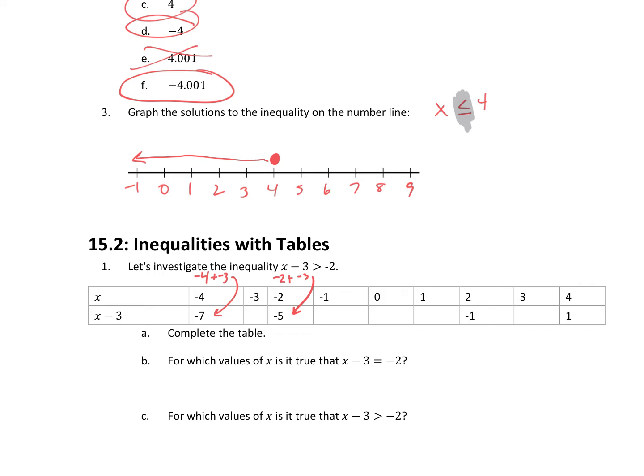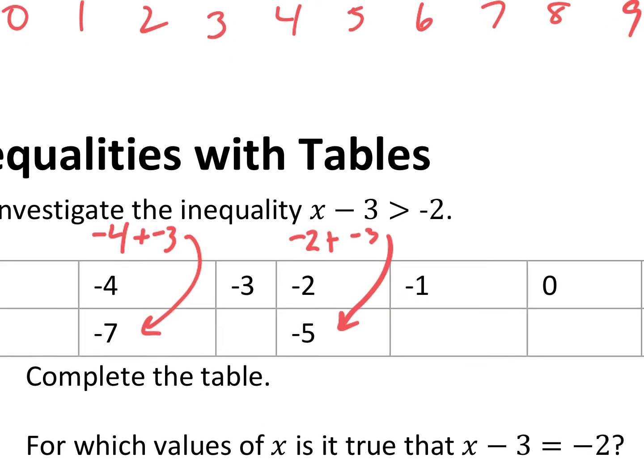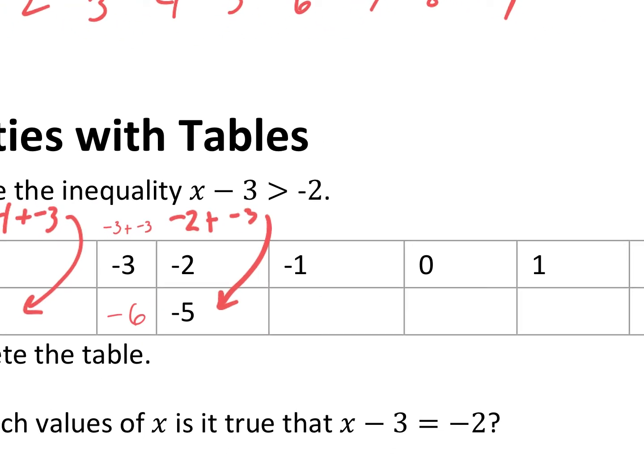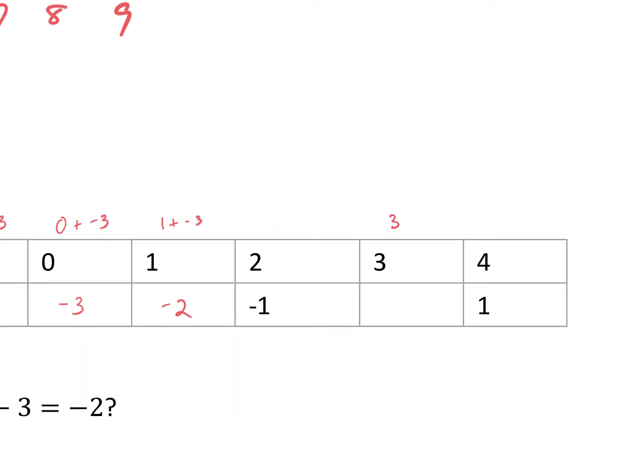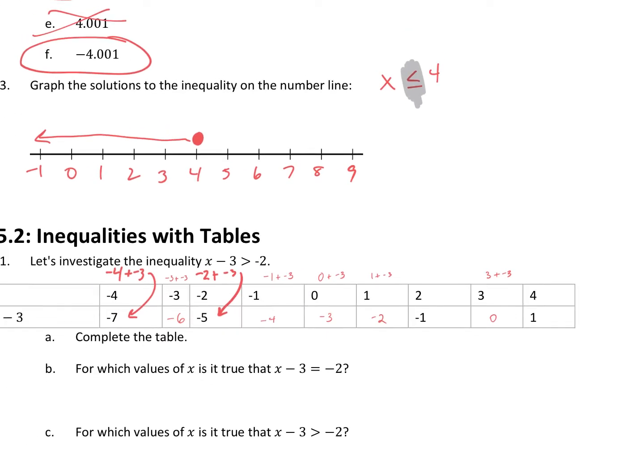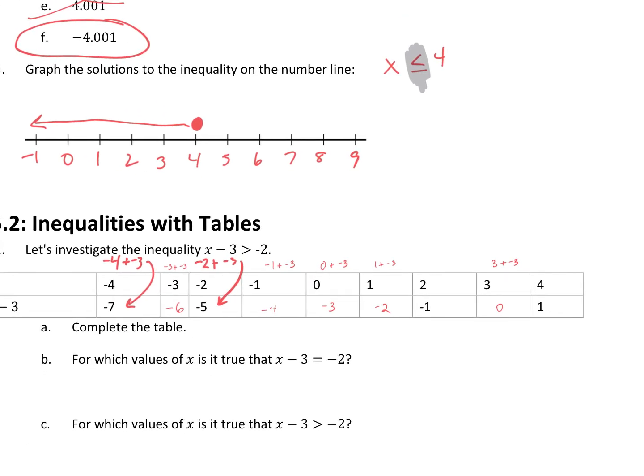All right, let's fill out the rest of the table together. Negative 3 plus negative 3 is negative 6. Negative 1 plus negative 3 is negative 4. Then we have 0 plus negative 3, which is negative 3. 1 plus negative 3 is negative 2. And finally, 3 plus negative 3 is 0. Hopefully you saw the pattern too: each number went down by 1.